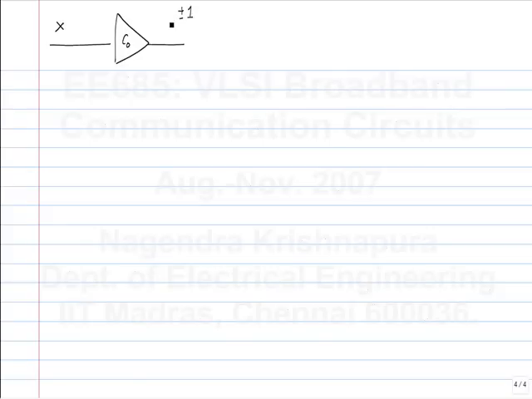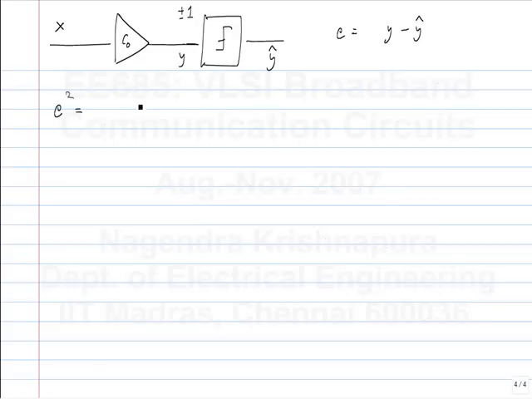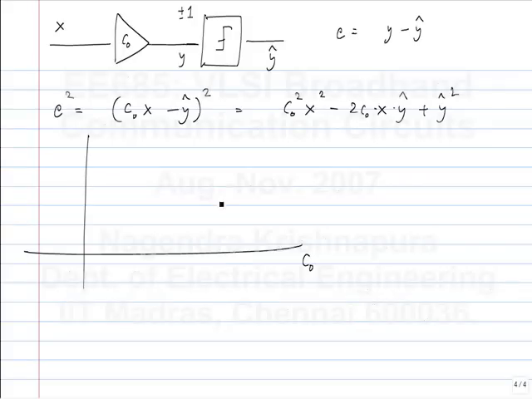Basically, this is automatic gain control. So the error E is y minus y hat, and y hat is either plus or minus 1. Okay. So E square is what? C0 x minus y hat square, which, with respect to C0, is a parabola. Okay, the coefficients depend on x and y hat. It will do something like this.